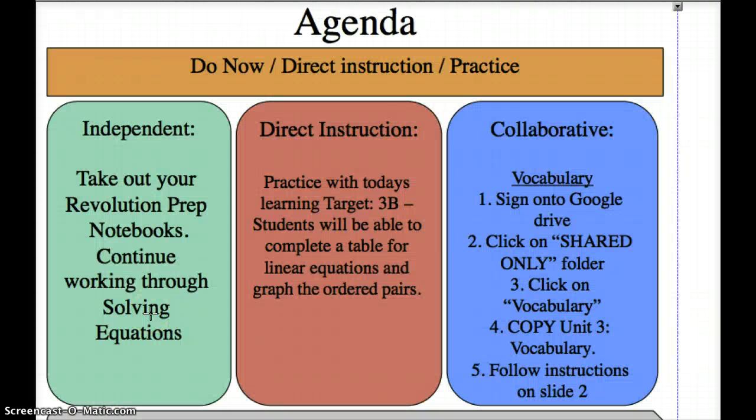Once you're done with your notes, the agenda says that we're going to go into our rotations. Independent, you'll flip your paper over and work on the paper in the back. Sorry, direct instruction. Independent, Revolution Prep notebook should be on the side. Collaborative, continue working on your vocabulary, please.